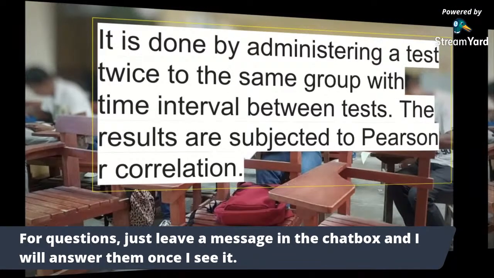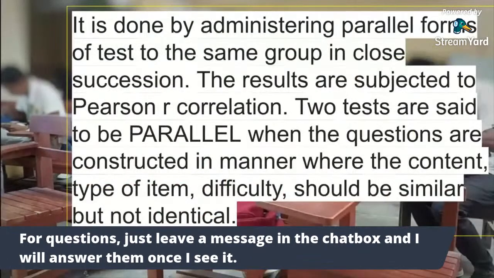Okay, so we have the second one, parallel or equivalent form. This is done by administering parallel forms of test to the same group in close succession. The results are subjected to Pearson R correlation. So that's how you're going to do it. And then, like what I said, the higher the value of R, the higher the correlation, and the more reliable the test is.